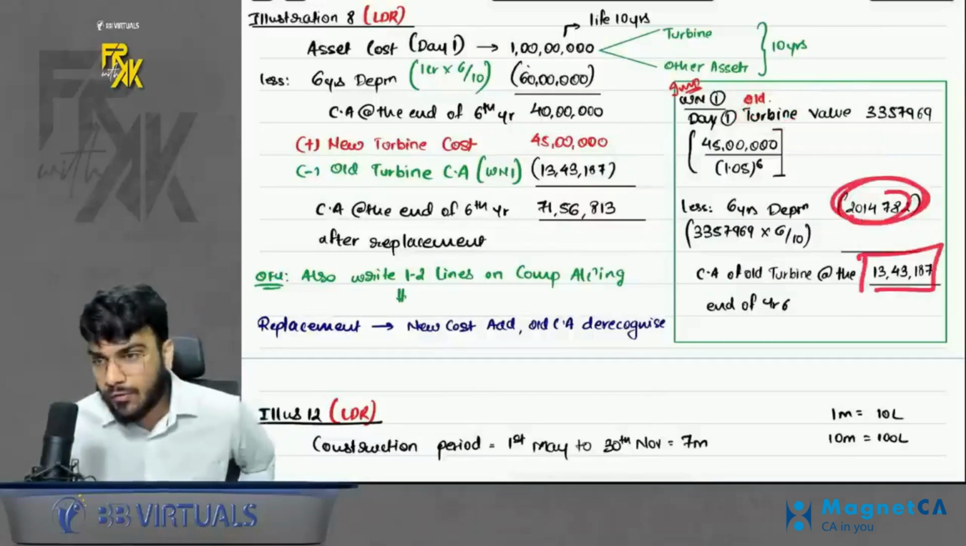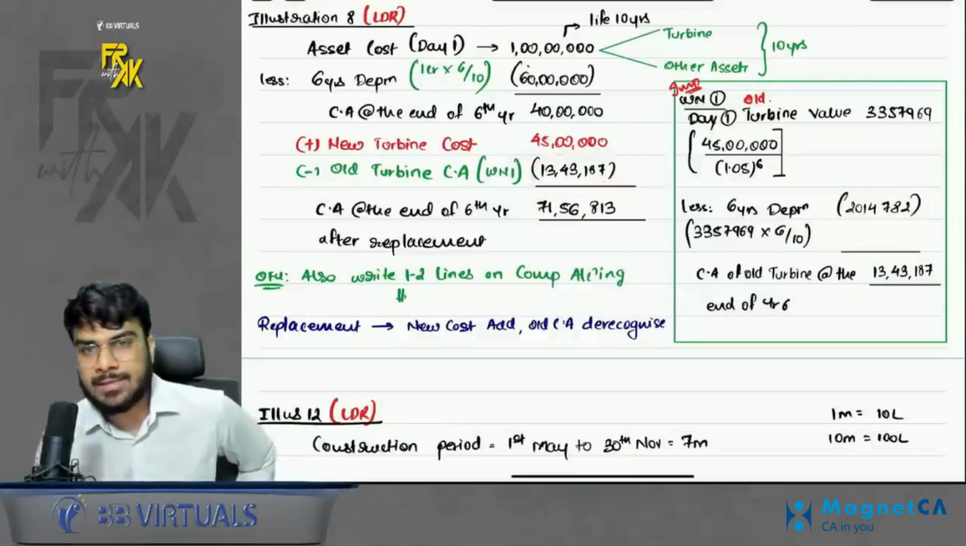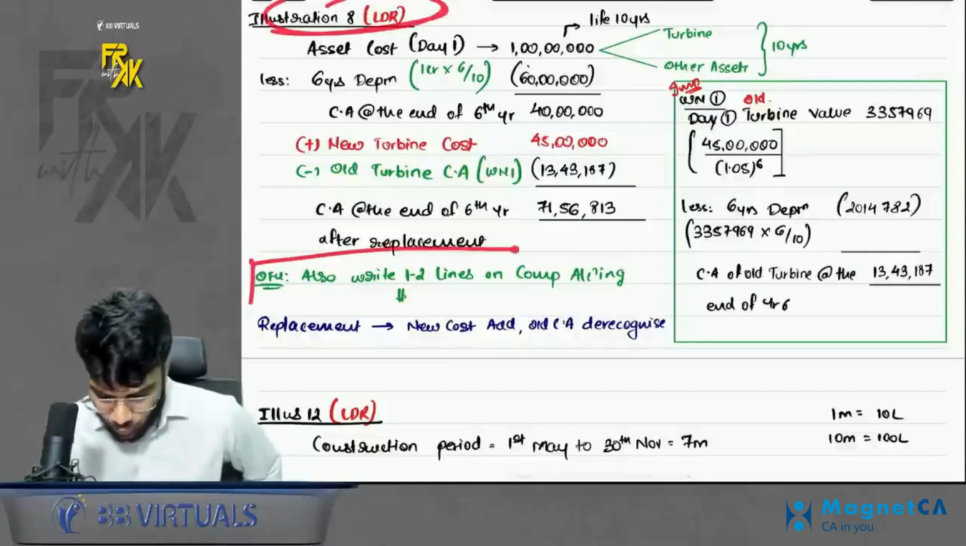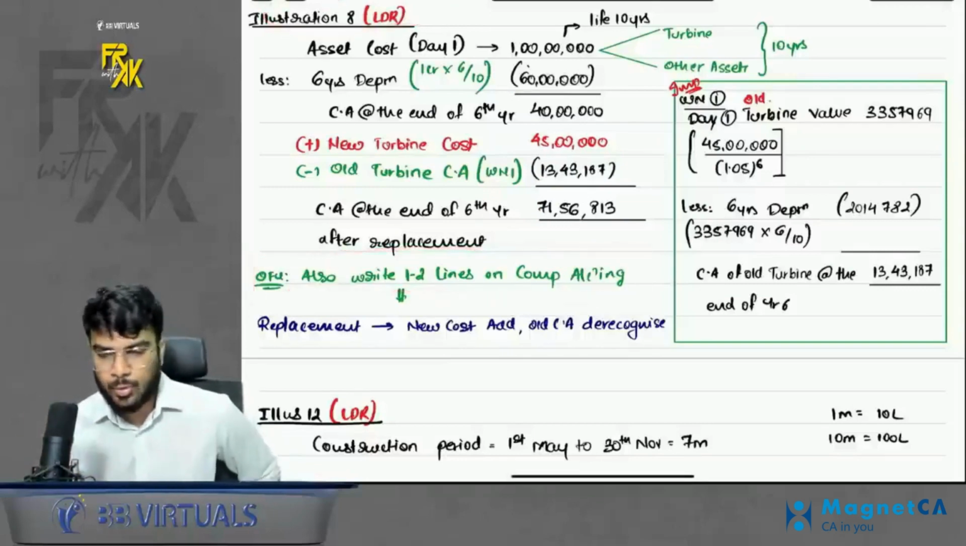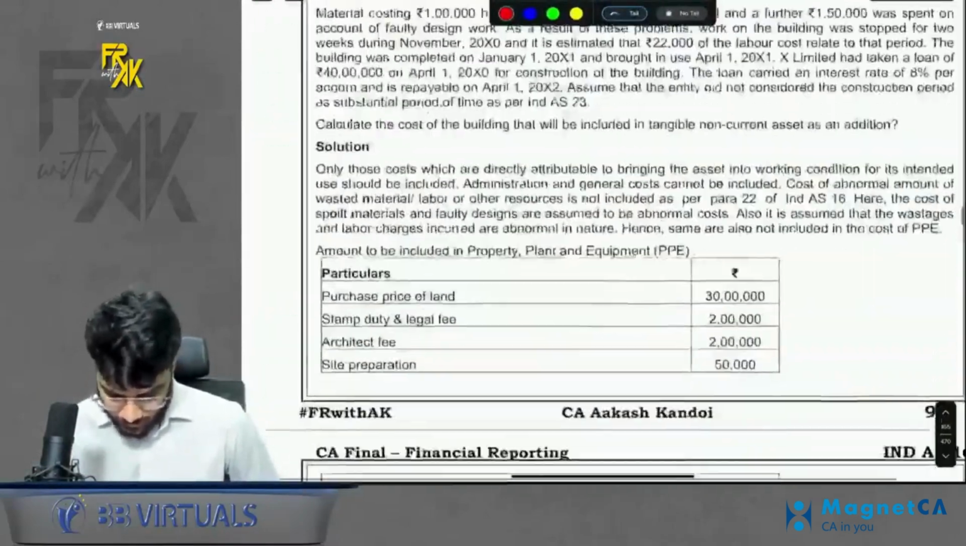We got the carrying amount of old turbine at the end of 6th year. So we reduced it. We got the new carrying amount of the asset after the replacement. Simple. Also, whenever you are giving an illustration, it is recommended to give 1-2 lines of concepts to gain full marks in the exams. Okay. So this was illustration number 8, which was a good question.